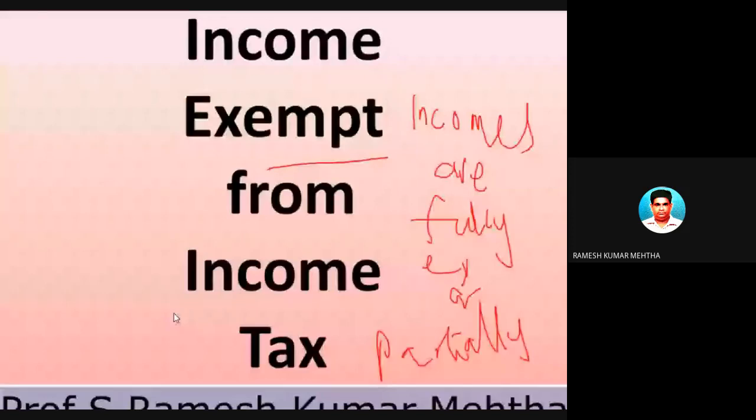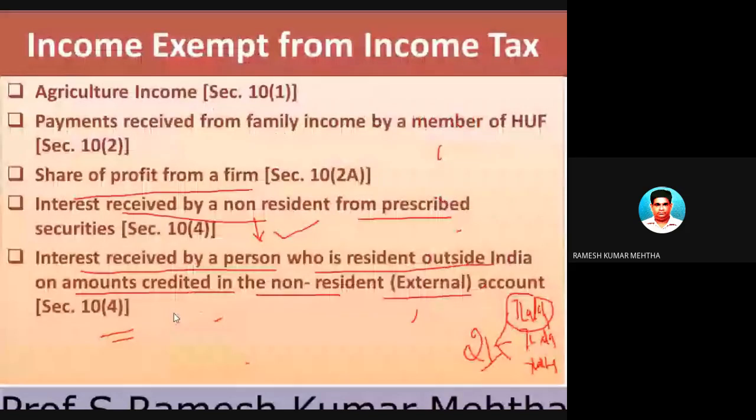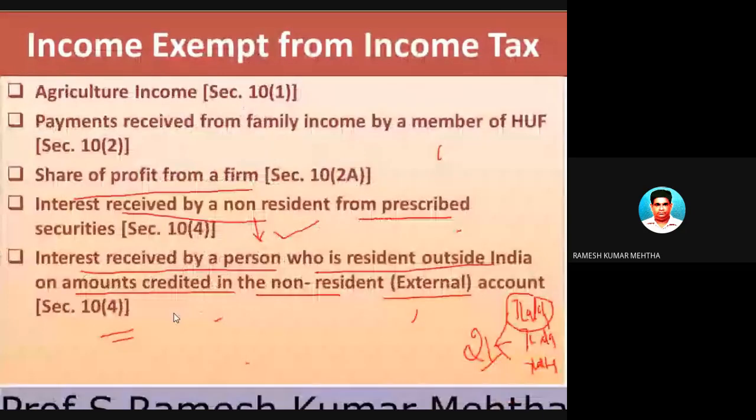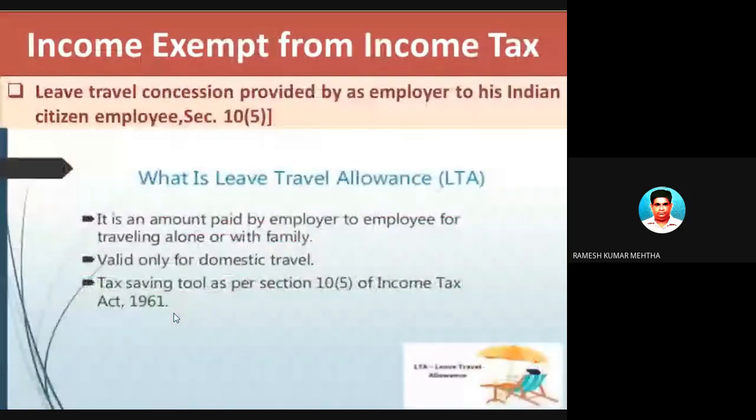So these are the five items which fall under the category of incomes which are exempt from tax. Let's see some more and understand them. The next item is leave travel concession provided by the employer to his Indian citizen employee.